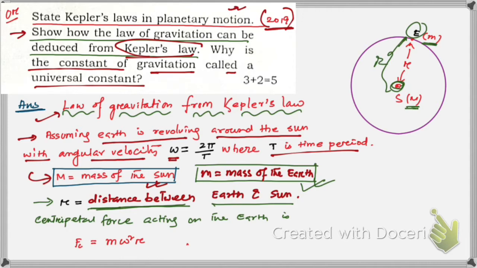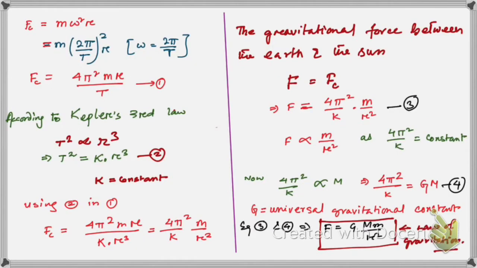Then the centripetal force acting on the earth will be given by Fc. To represent centripetal force I have written Fc. So that is going to be given by m omega square into r. Okay, now let's move on to the next slide. Now you see the centripetal force. I have written the expression again. Fc is equal to m omega square r.